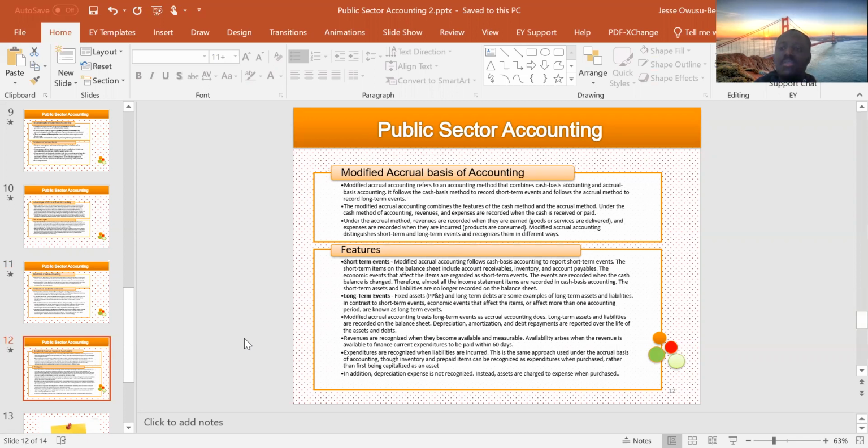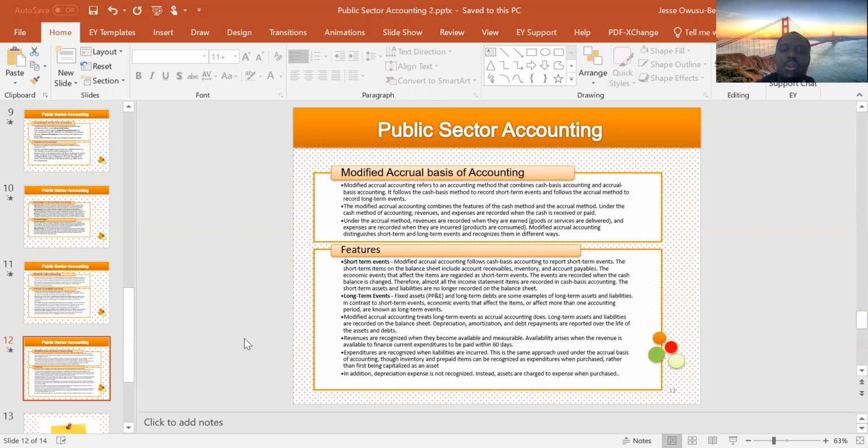Then we have long-term events, which are PP&E, long-term debts. Those are long-term events. And why are they long-term events? In contrast to short-term events, economic events that affect the items or affect more than one accounting period are known as long-term events. So I'm just explaining what short-term and long-term events mean here.